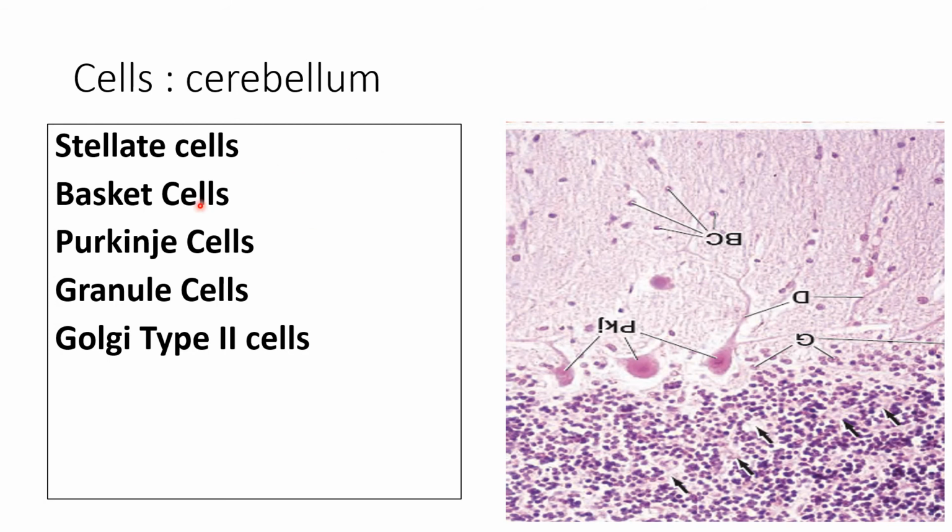Now, what are the different types of neurons or cells present in the cerebellum? We have the stellate cells, the basket cells, the granule cells, and Golgi type 2 neurons, or Golgi type 2 cells. You can see here the basket cells, Purkinje cells, which are flask shaped, and the granule cells. D is for the dendrites of the Purkinje cells.